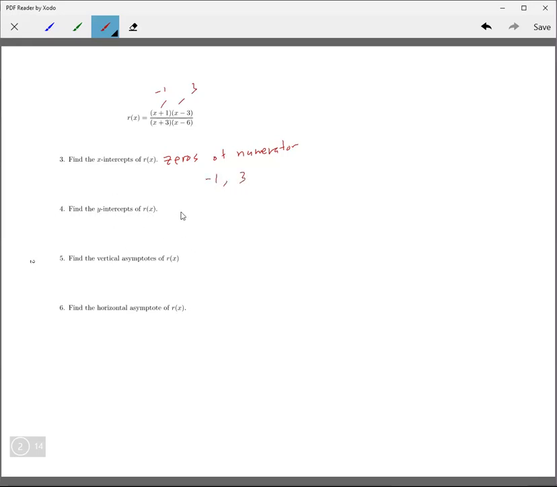And for the y-intercept, to find that, you calculate R of 0. You set x equal to 0. So it's going to be 0 plus 1 times 0 minus 3, over 0 plus 3 times 0 minus 6. You make all these x's zeros and figure out what that is. So this would be 1, that's -3, so it's -3 up there. This is 3 and -6, so 3 times -6. The negatives are going to reduce, the 3's are going to reduce, so you get 1 over 6.